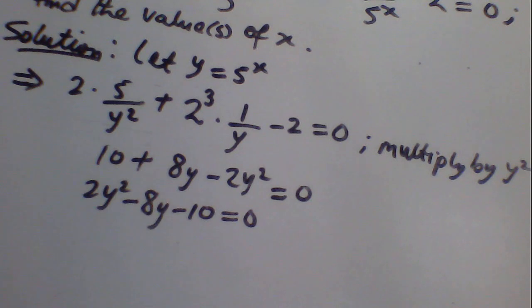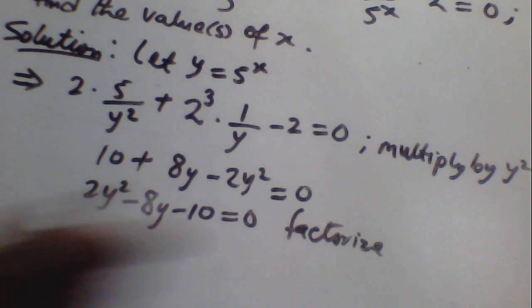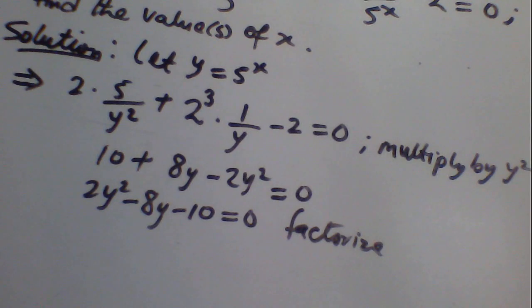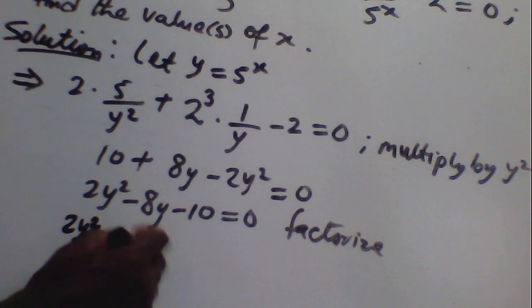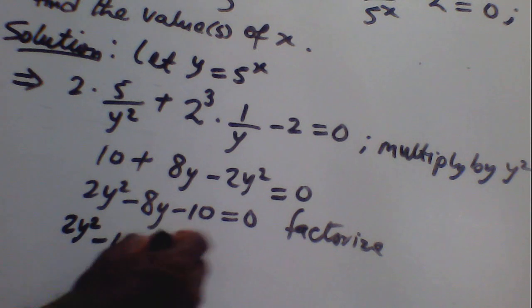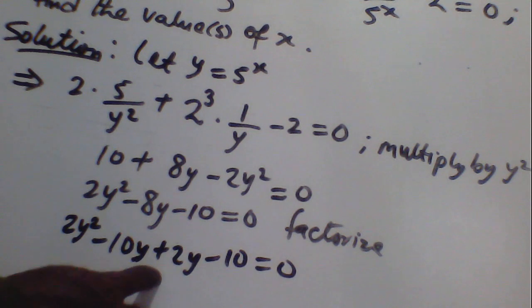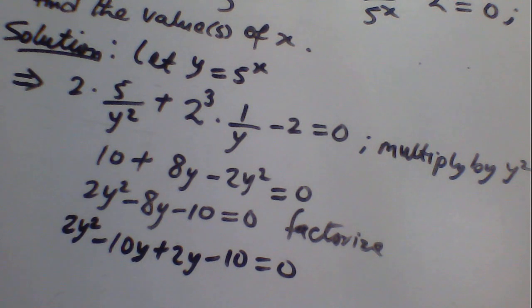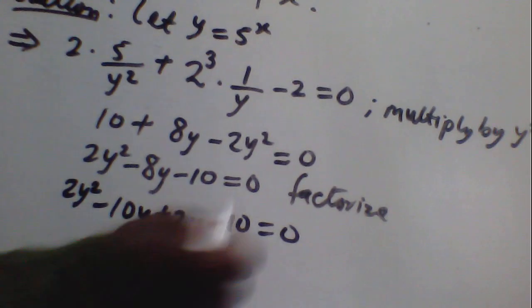Now we factorize. Find two terms that will replace minus 8y, and when you multiply those two terms, they give the product of the first term and the last term. So we have 2y squared minus 10y plus 2y minus 10 equals 0. These two terms equal minus 8y, and when you multiply them, they give us minus 20y squared.